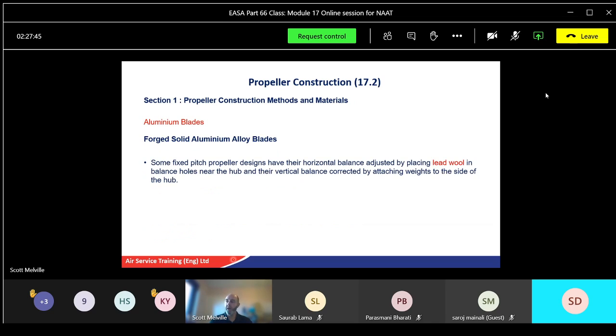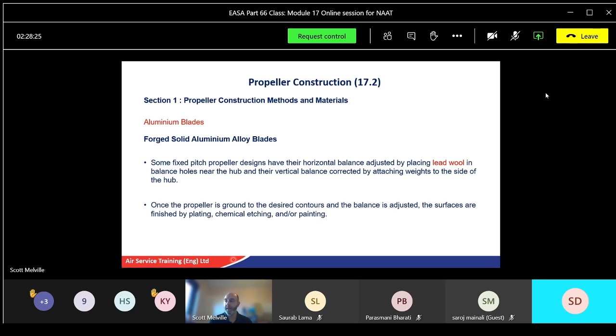Some fixed pitch propellers have horizontal balance adjusted by putting lead wool in the balance holes near the hub, and the vertical balance corrected by attaching weights to the side of the hub. Okay, so we can actually put steel wool in the holes near the hub, or for the vertical balance, instead of removing material, obviously, we can add or reduce weights as appropriate. Again, very similar to a car wheel, where you get a wheel balance, you'll add weights to the outside of the wheel. But in a propeller, we can actually put it in the hub or outside. Now, one is for horizontal and one is for the vertical balance.